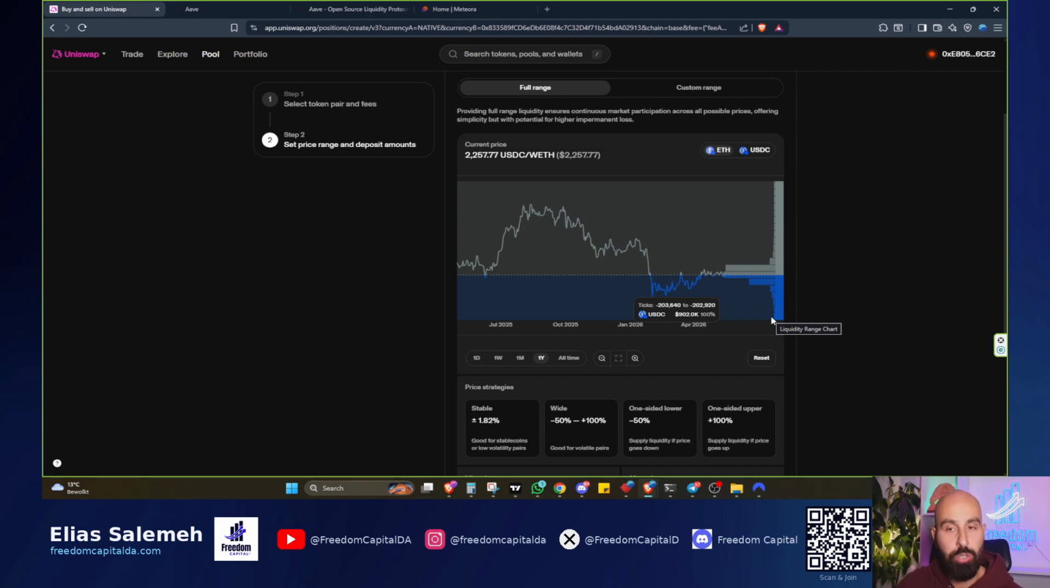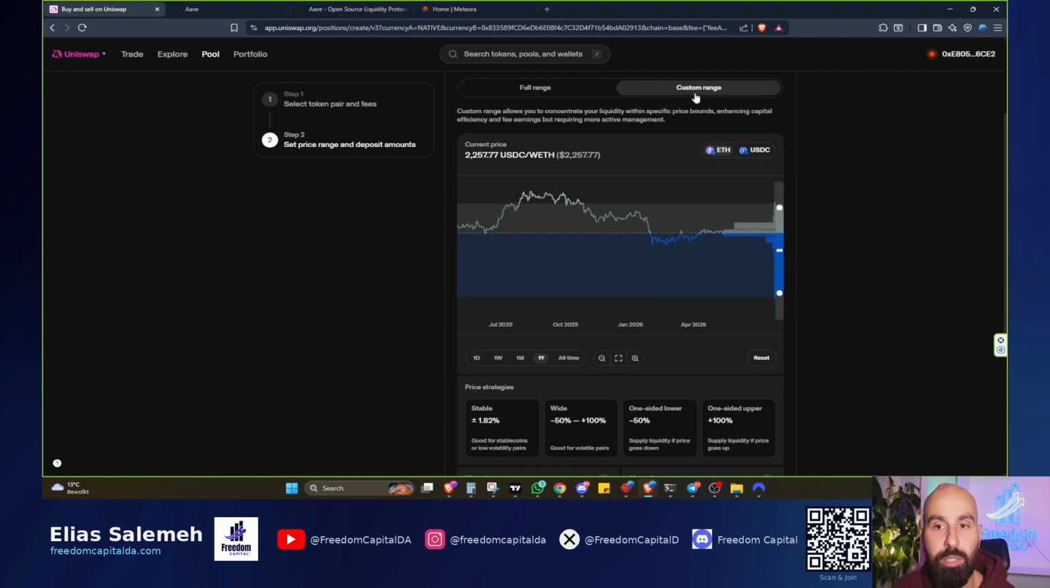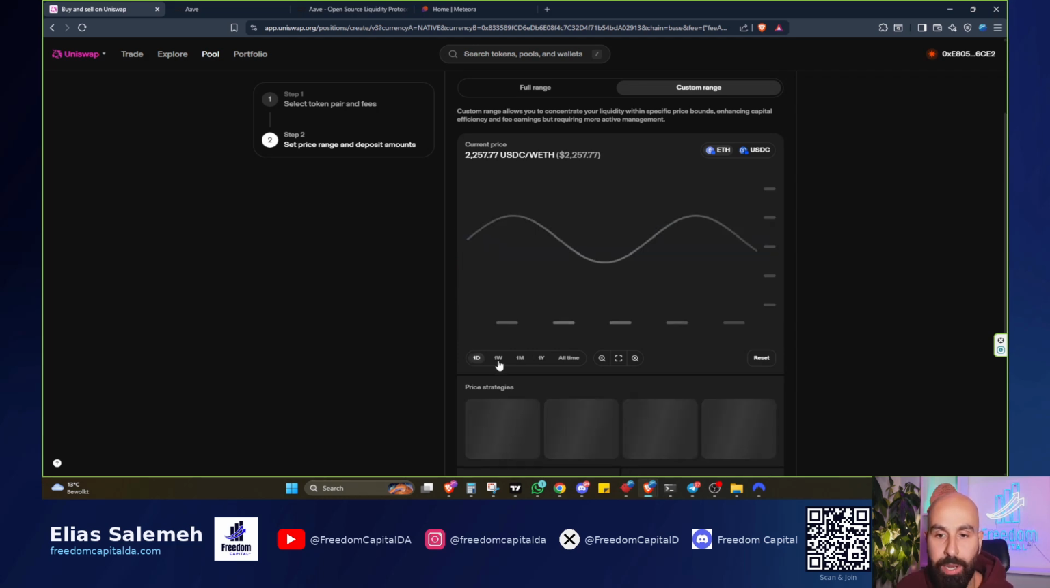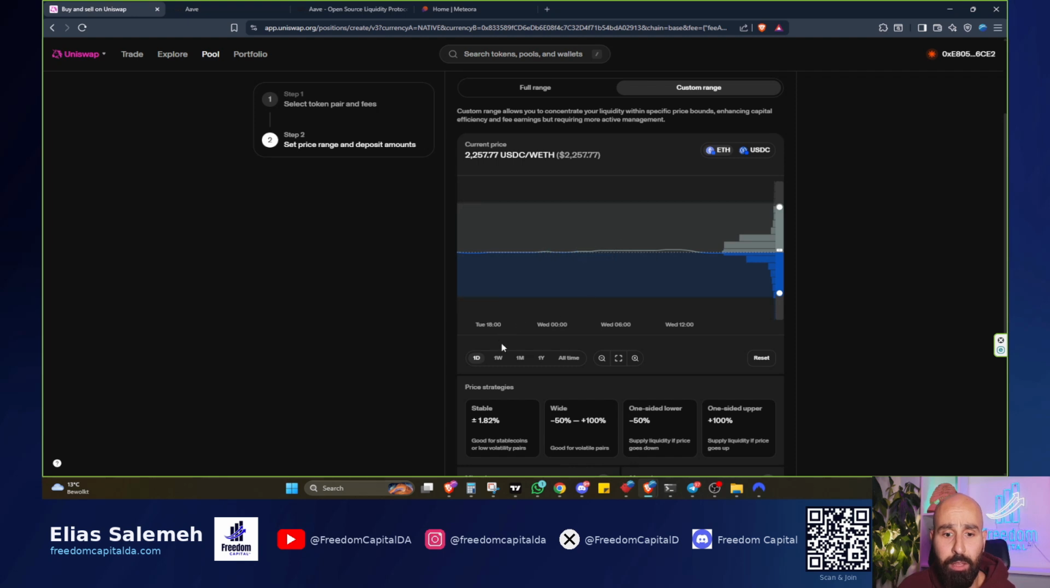So a better approach would be to concentrate your liquidity and choose custom range. And when you choose custom range, you have the option to change where your liquidity will sit. So if I expect Ethereum to consolidate in this range, let's zoom in, for example, here. If I expect Ethereum to be consolidating in the current range for a period of a week or two, for example, then I might deploy all my liquidity in this specific range.